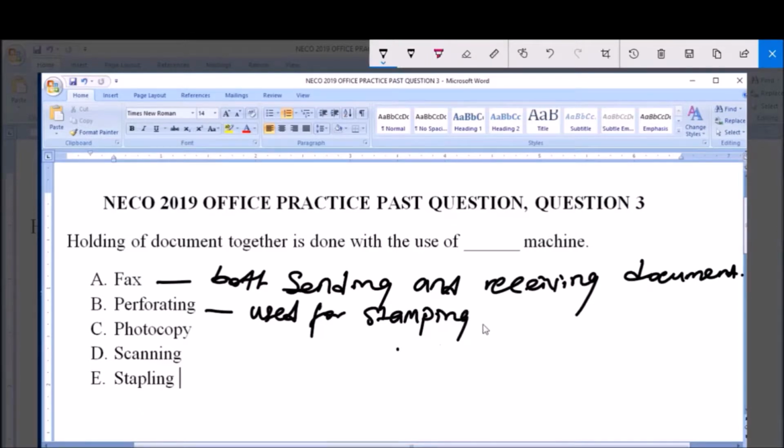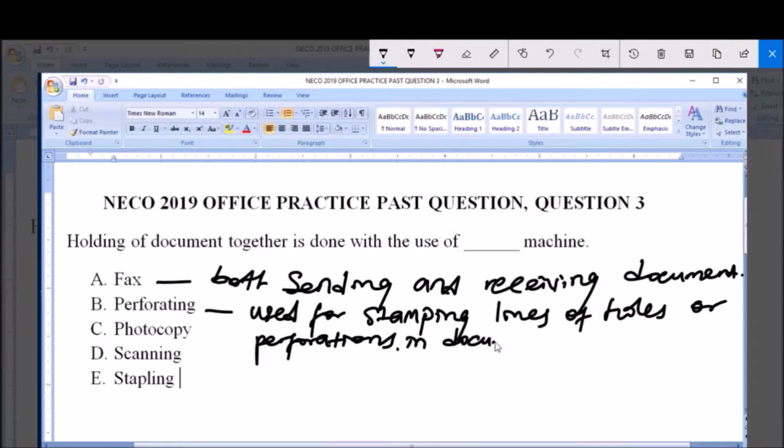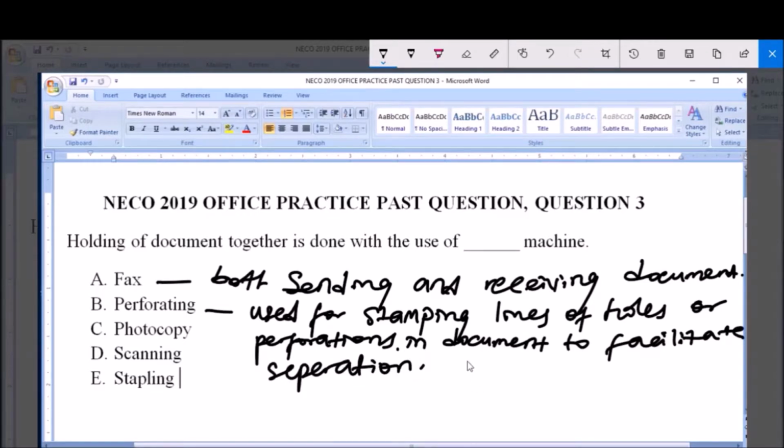They are used for stamping or making lines of holes or perforations in documents, that is on the paper, for the purpose of what? For the purpose of separation, that is to facilitate separation. So meaning that a perforating machine does not hold documents together. Instead, it's mainly for the purpose of separation.